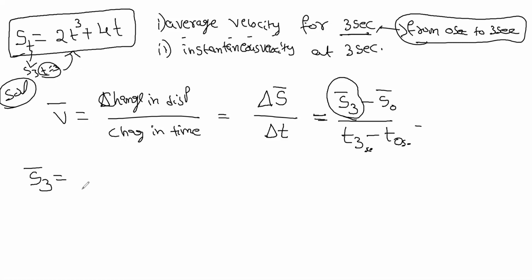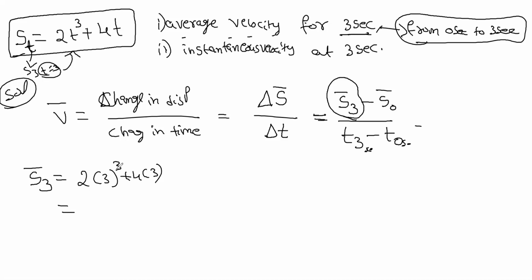Are you differentiating? Is it d or is it S3? Means S of t function is 2t cube plus 4t. S3 means you have to just substitute t as 3 in the given function. 2 into 3 cube plus 4 into 3. You are finding displacement. We are not going to velocity, we are not differentiating. We are just finding the displacement at 3.